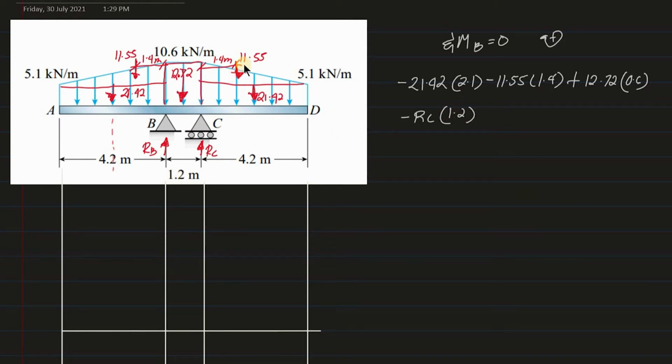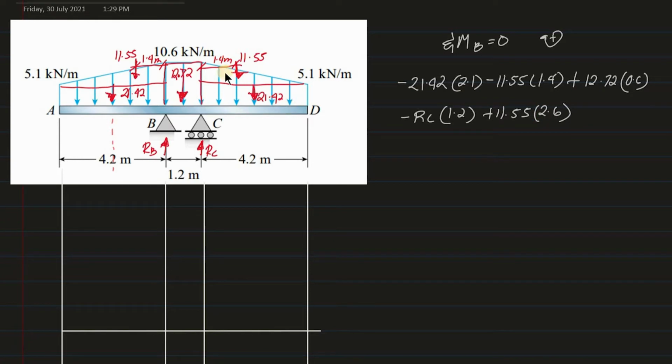Proceed tayo. Meron tayong ditong 11.55 na load. Itong 11.55 will create a clockwise moment. So, positive na siya, diba? Ikot siyang pag ganun. So, plus 11.55. And the distance towards B would be ito, 1.4 plus 1.2, which is 2.6.